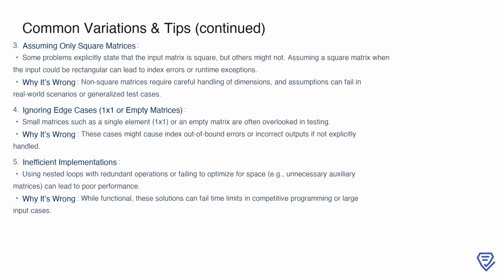Additionally, inefficient implementations can be problematic. For example, solutions that use unnecessary nested loops or auxiliary matrices might work but are suboptimal. Such approaches can fail time limits in competitive programming or struggle with large inputs. Optimizing for both time and space is essential to ensure a robust and efficient solution.